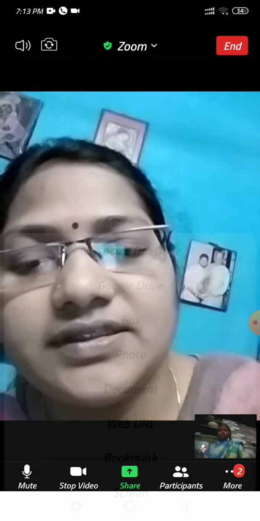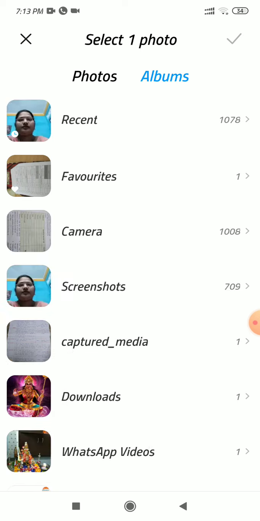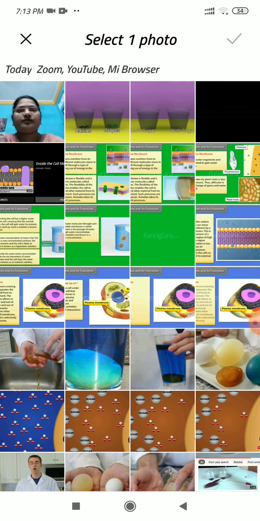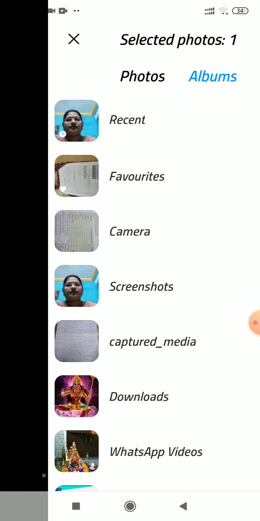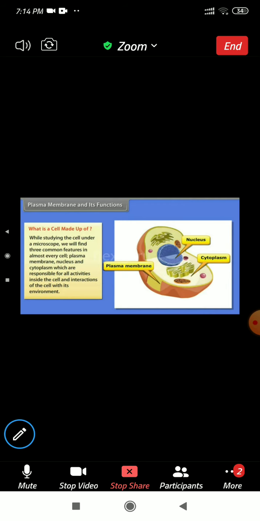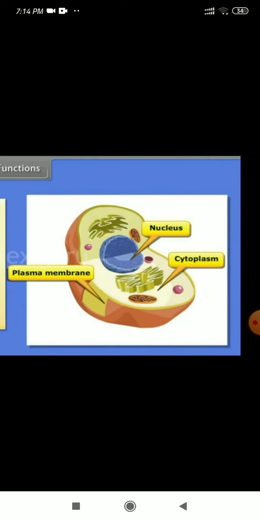So let me see the structure of the cell first. In earlier class we discussed the animal cell and the plant cell. For both the cells, the common membrane is the cell membrane only. So what is the cell made up of? See here. The cell is majorly made up of a plasma membrane, cytoplasm, and the nucleus. Here you can see the plasma membrane.